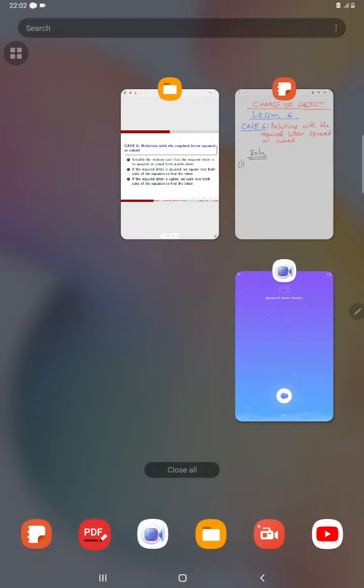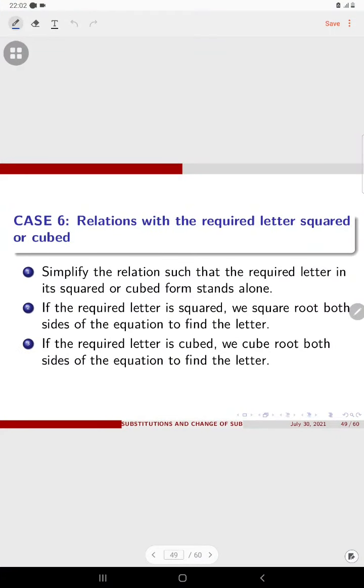All right. So the first thing you need to do is that for such relations, simplify the relation such that the square or the cube will stand alone. When the relation with the square or the cube stands alone, then you can now eliminate the square. If you want to eliminate the square, you square root both sides of the equation. If it is cube and I want to eliminate the cube, I will take the cubic root on both sides. So that is that. Let's take an example on this.